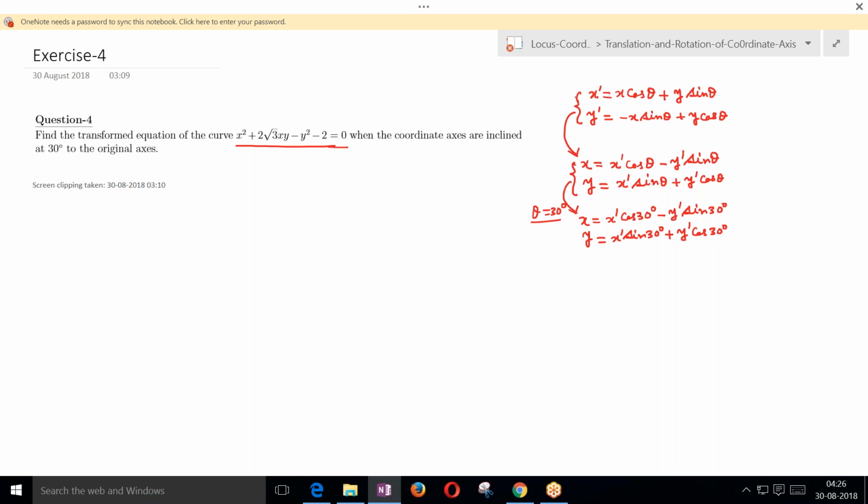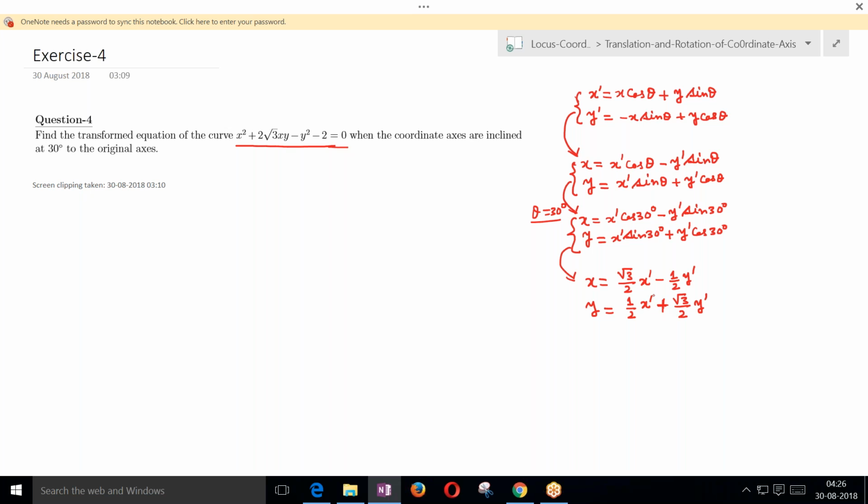So if we apply these values here, then what we get? x is equal to root 3 by 2 into x dash minus 1 by 2 into y dash, and y is equal to 1 by 2 into x dash plus root 3 by 2 into y dash.